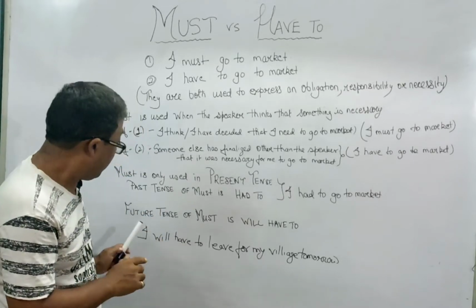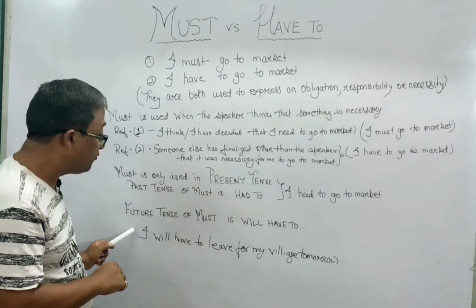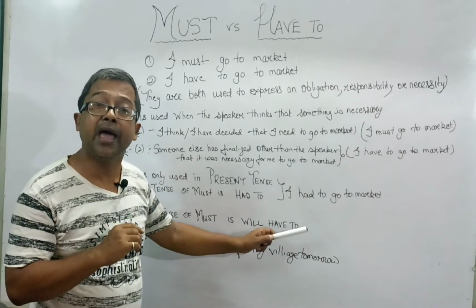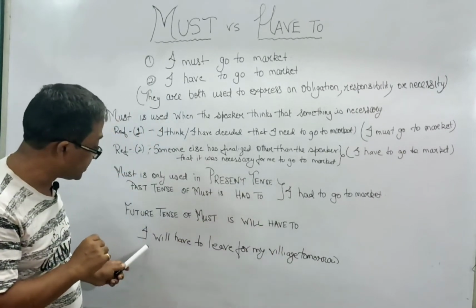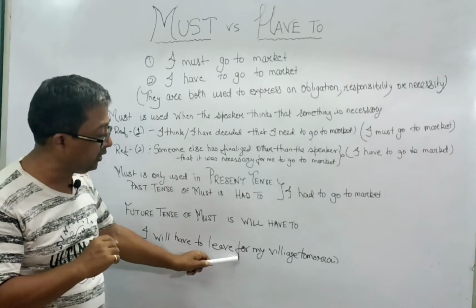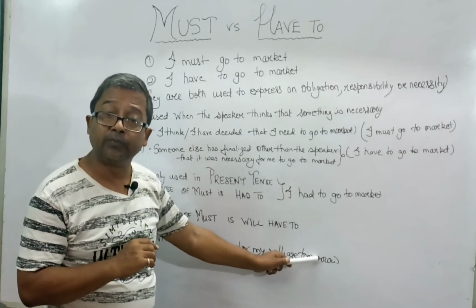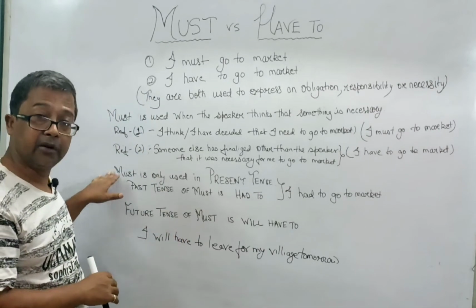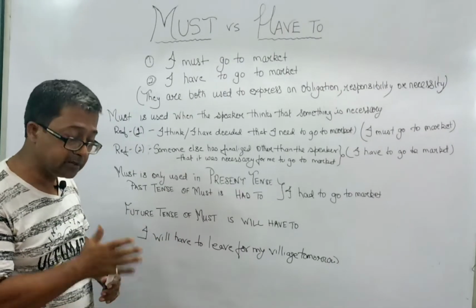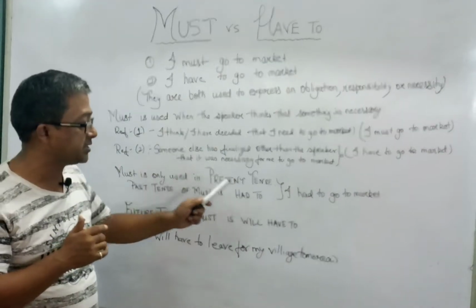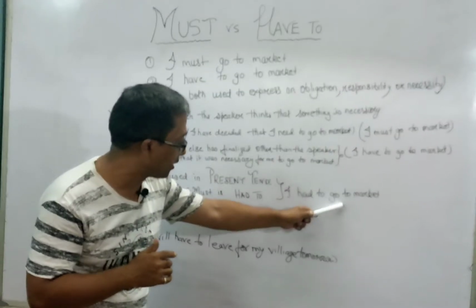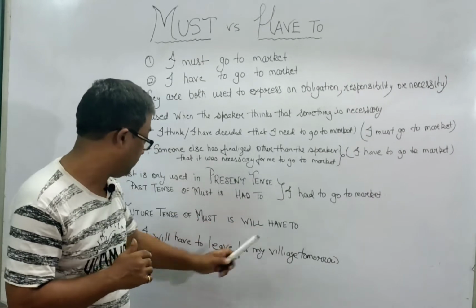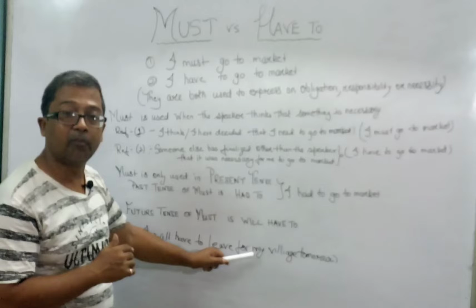The final part, the future tense of must. What is the future tense of must? The future tense of must is will have to. So I can say, I will have to leave for my village tomorrow. So two things to be kept in mind. Must is only used in the present tense. The past form of must is had to: I had to go to market. The future tense of must is will have to: I will have to leave for my village tomorrow.